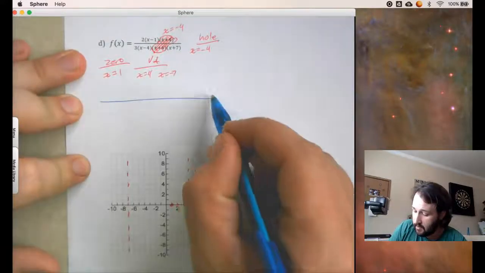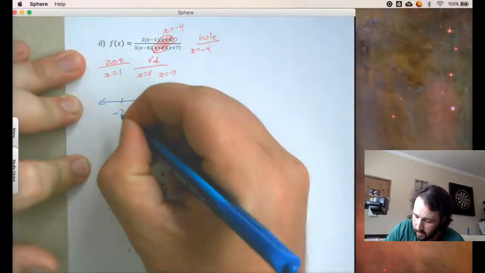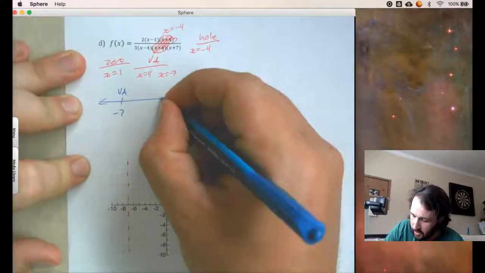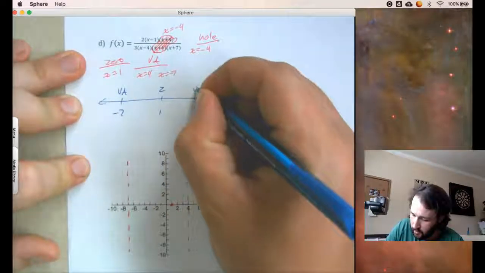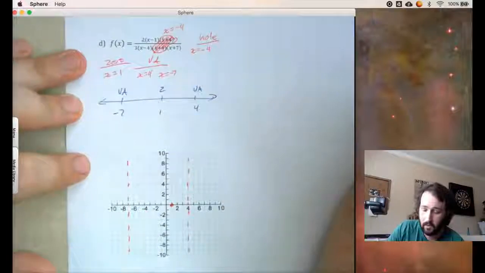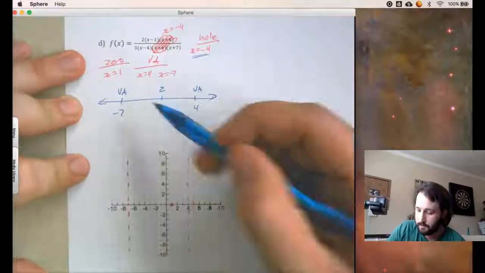So now, using those values, I have -7 which is a vertical asymptote. I have 1, which is a 0, and I have 4, which is also a vertical asymptote. I'm going to worry about that hole whenever we figure out what's happening between here.